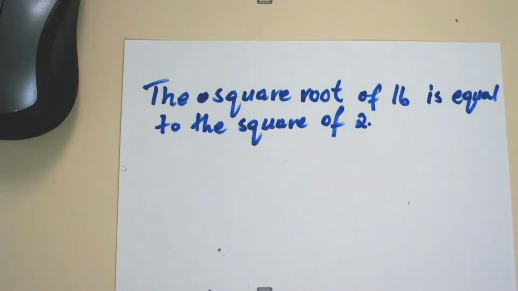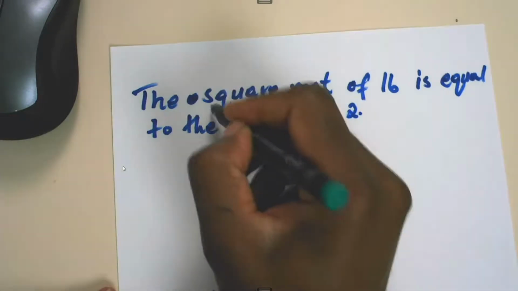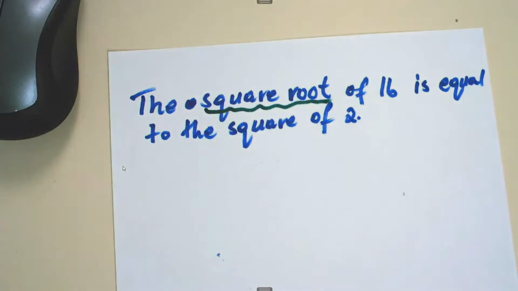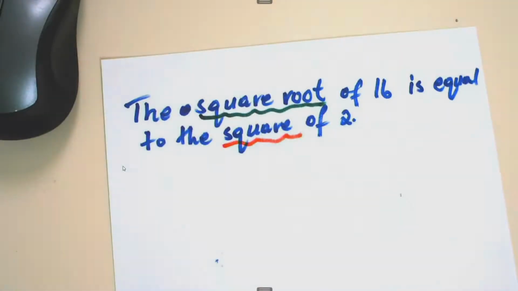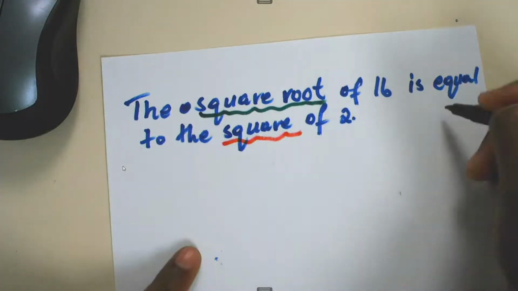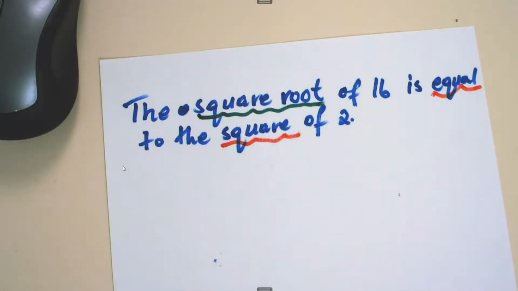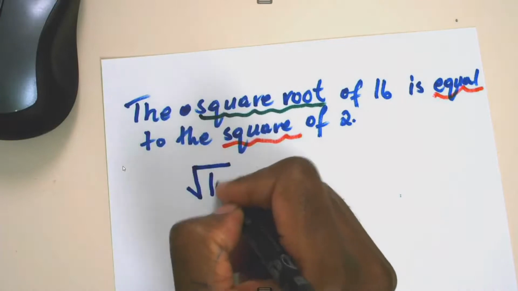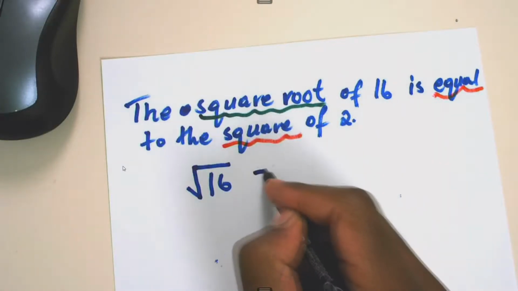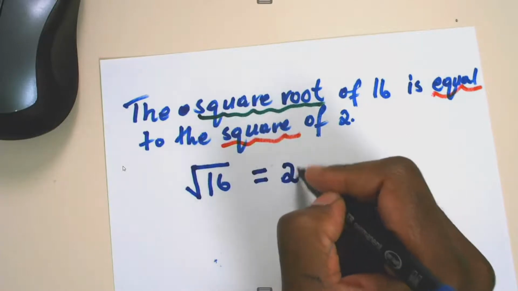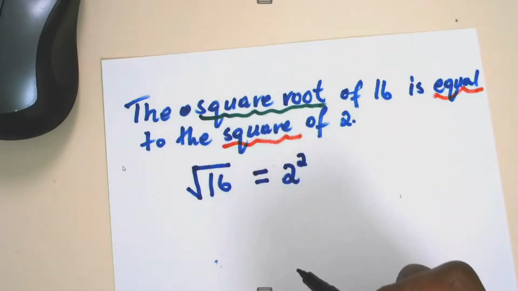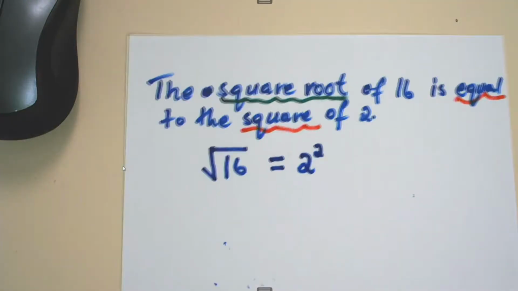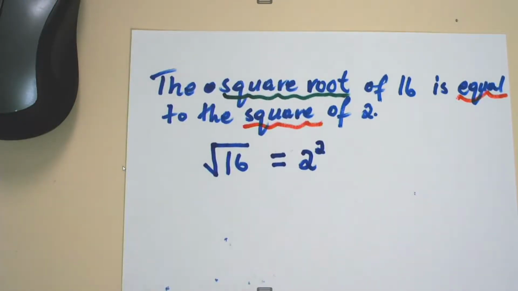Careful there, guys. First, we have the square root. Secondly, we have the square. So they are not the same. And then we've got the word equal. So when we go back to our mathematical vocab, it means that we have got to be able to write it now. The square root of 16 is equal to the square of 2. 2 squared. So this is how we then write it in a mathematical way.